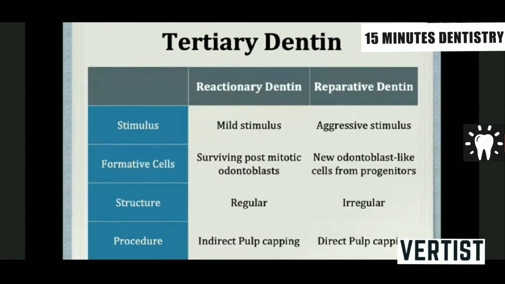Tertiary dentin is formed in response to a stimulus. If the stimulus is mild and there is no injury to the odontoblasts particularly, that results in reactionary dentin formation. Whenever a mild stimulus is there, the surviving post-mitotic odontoblasts form this dentin, which is regular, and usually the procedure of indirect pulp capping induces this reactionary dentin.